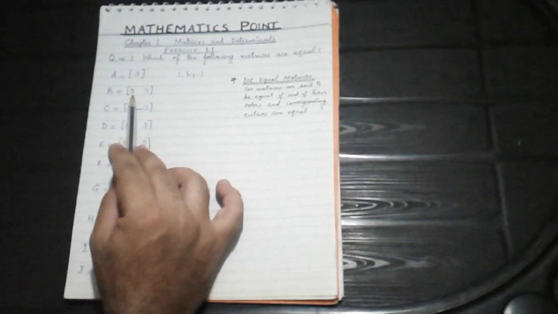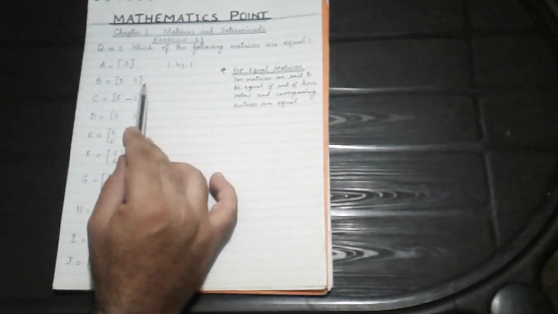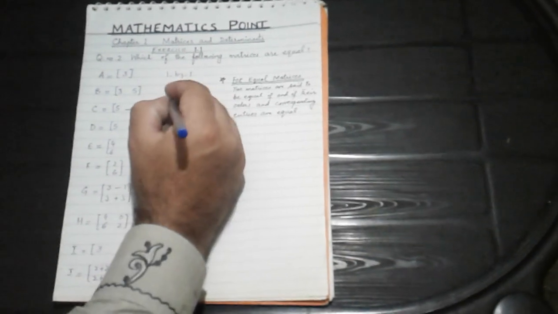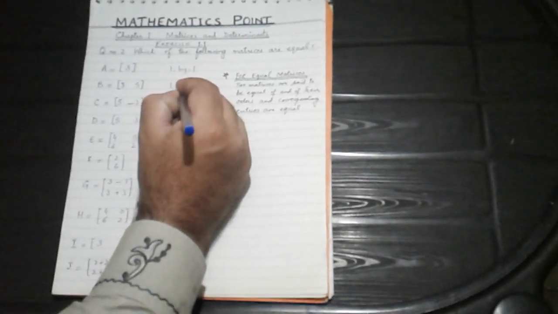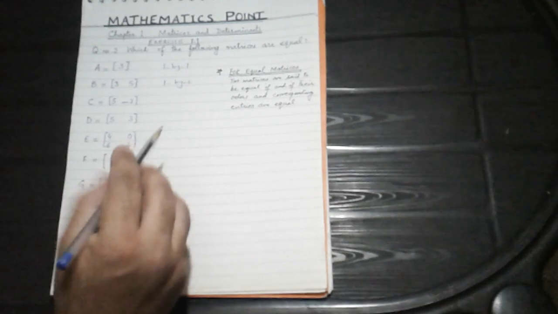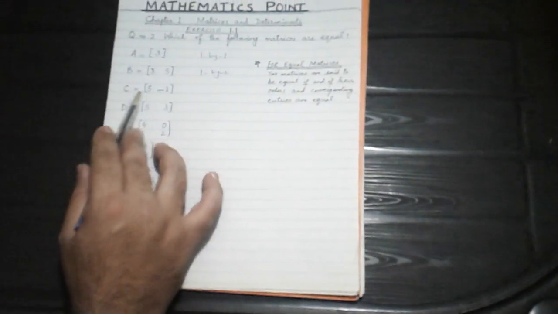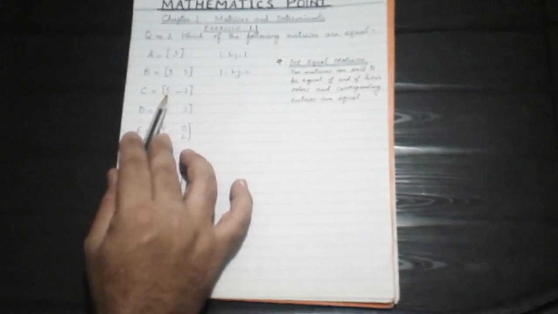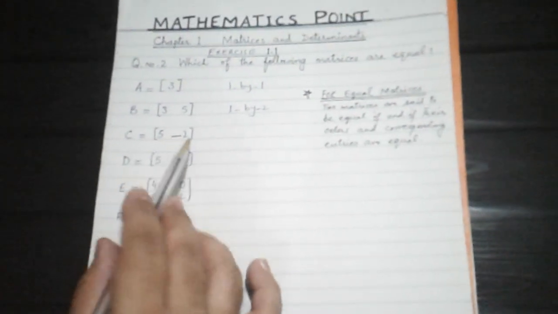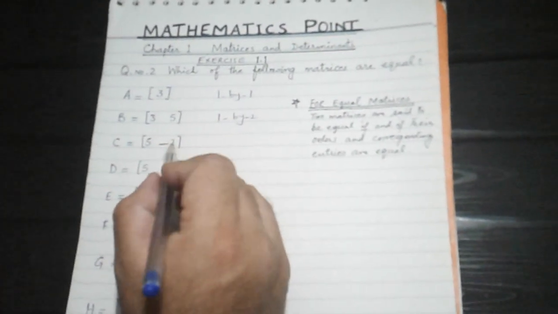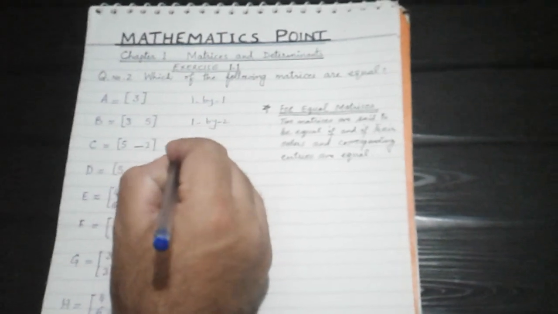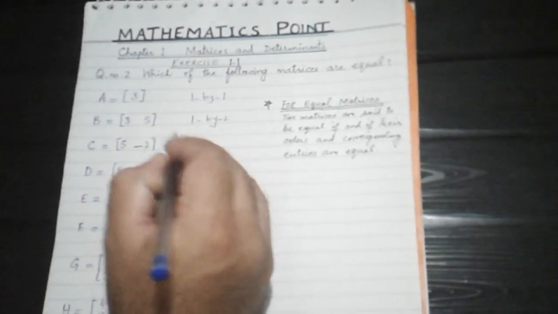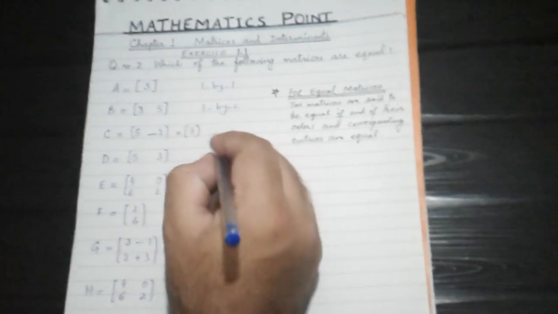In matrix B, how many rows are there? Only one row. And how many columns? Two. So the order of this matrix B is 1 by 2. Similarly, here you can see in C matrix the numbers are given as 5 minus 2. So if we subtract 2 from 5, we get 3. Now see, the order is 1 by 1.